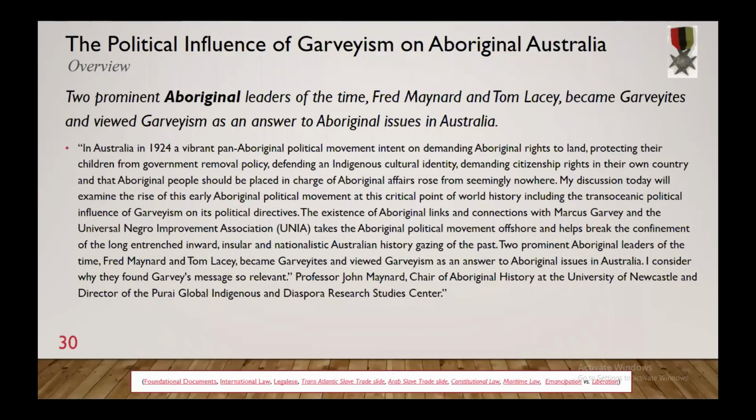For the Aboriginals, here you see 2 prominent Aboriginal leaders of the time, Fred Maynard and Tom Lacey, became Garveyites and viewed Garveyism as an answer to Aboriginal issues in Australia. Okay, so you have to remember that the term Aborigine and Aboriginal was made more of a common usage word because of the struggles of the Australian Aborigines. Okay, so that wasn't always a word that everyone used. You know, neither was Indigenous. We sort of just knew. But somehow, in these times, we're confused about this.